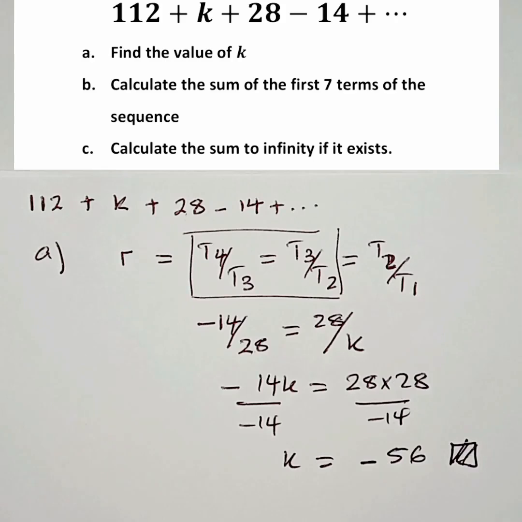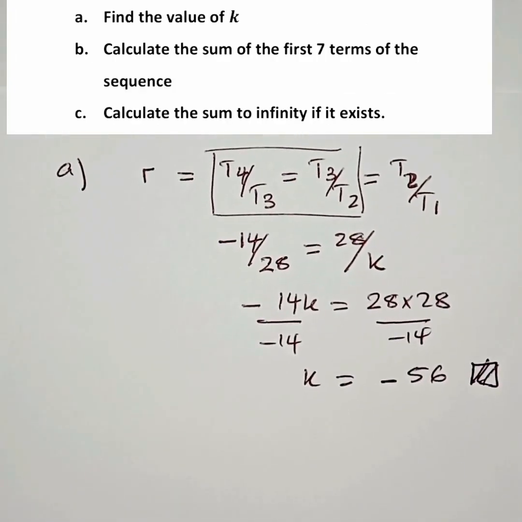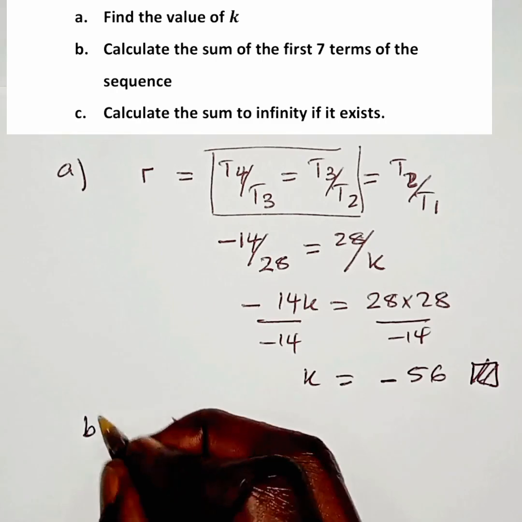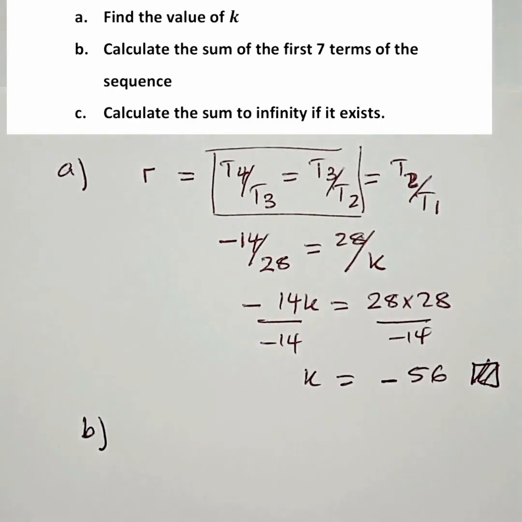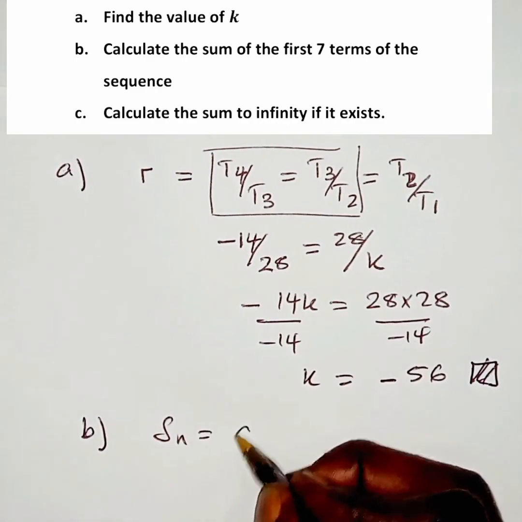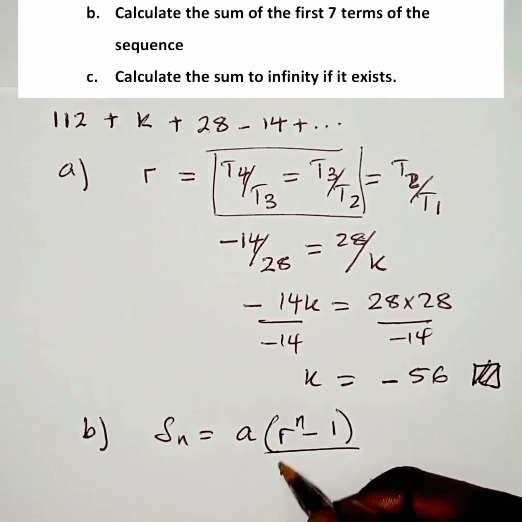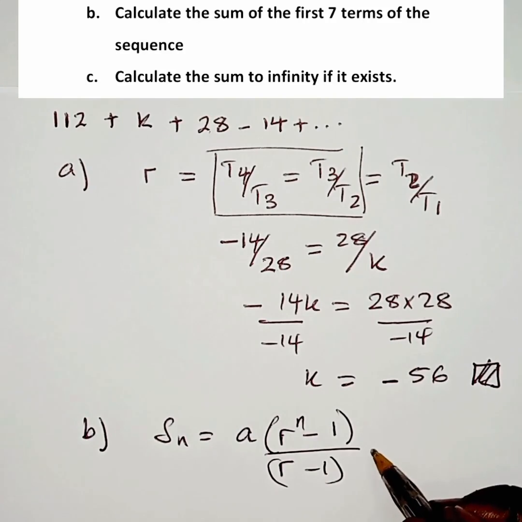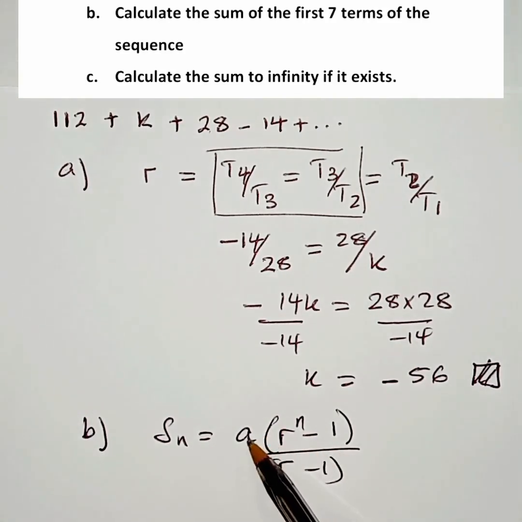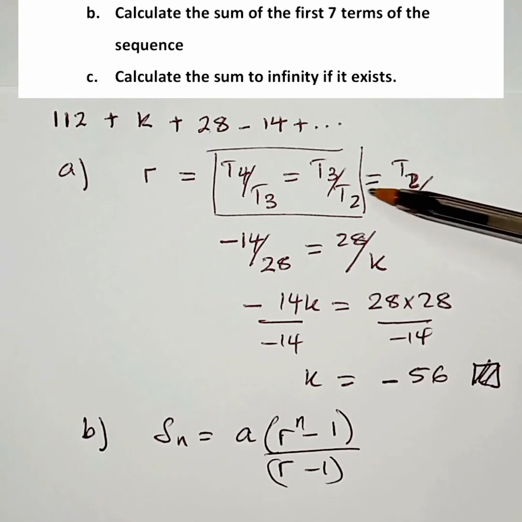Now the second question, B, requires us to calculate the sum of the first 7 terms of that sequence. So that's B. Now we need to find the common ratio. Remember, the formula for the sum of terms in a geometric sequence is given by Sn is equal to A times r to the power n minus 1, divided by r minus 1. So we need to find the value of r because we have the first term, which is 112. So now let's find the value of r. We just need to use this formula.